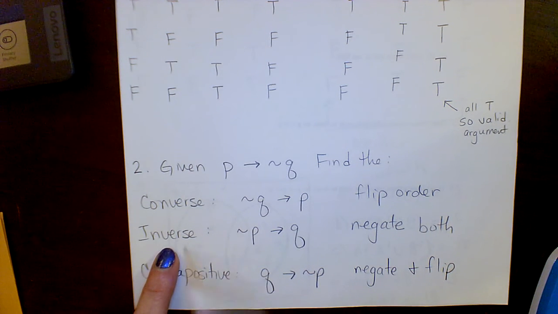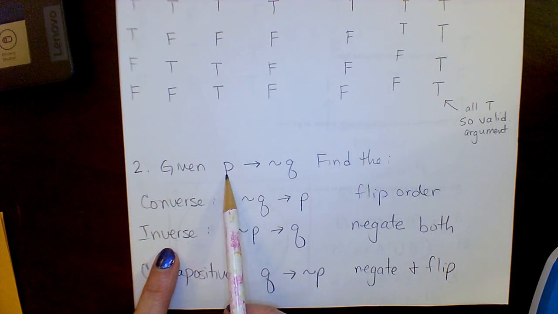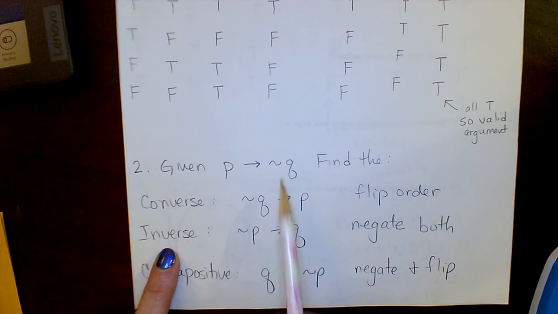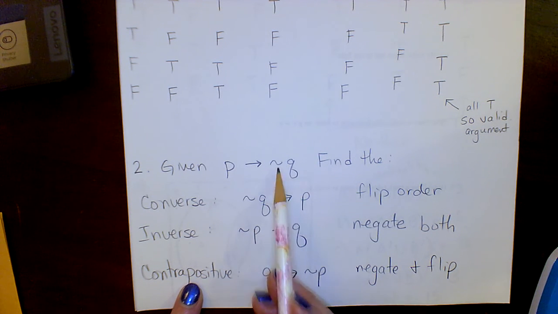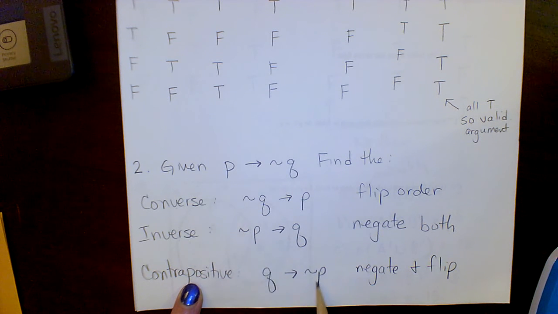The inverse negates both. So that was P. If I negate it, boom, not P. If you negate a negation, think of this as two wrongs making a right, or a negative times a negative being a positive. So negating that makes it regular old Q. The contrapositive is a combination of the converse and the inverse. It's going to flip those and negate them. So this flips over here and changes from negated to not. This one flips over here and changes from positive basically to negative.